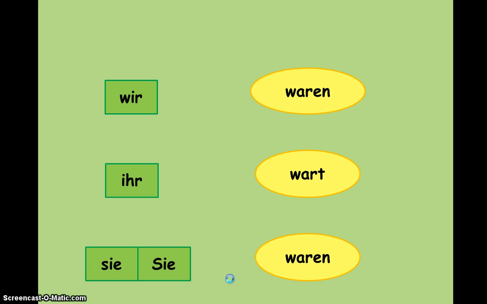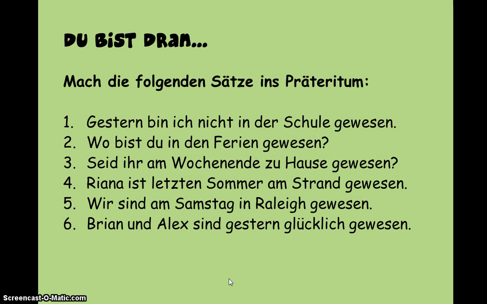Okay, now let's do some practice. I want you to take those 6 sentences, and I want you to put them in the preterite. To do that, I would like for you to press the pause button, get yourself a piece of paper, and write the sentences down. When you're done, click again and look at the answers.